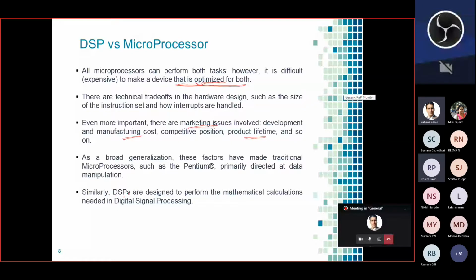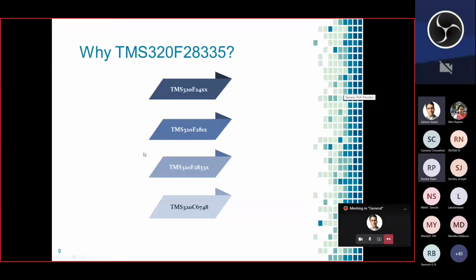In general, digital signal processors are designed to perform mathematical calculations needed for digital signal processing. This is an important issue that you have to consider. Here, data manipulation is given the least priority, and mathematical calculations are given higher priority, specifically in digital signal processors. That's why the microprocessor price is a bit lower when you compare it with a digital signal processor. So these are a few digital signal processors.